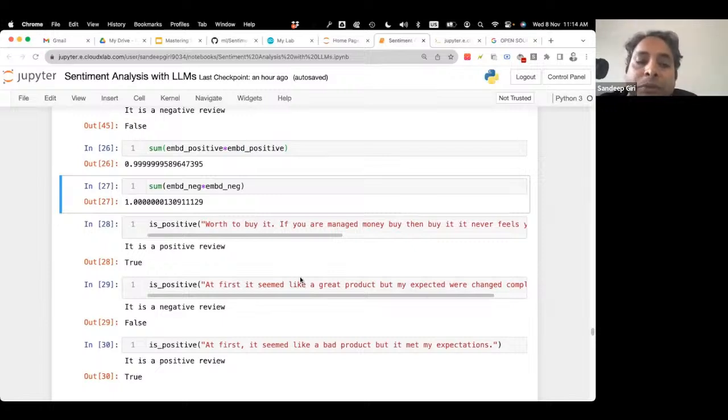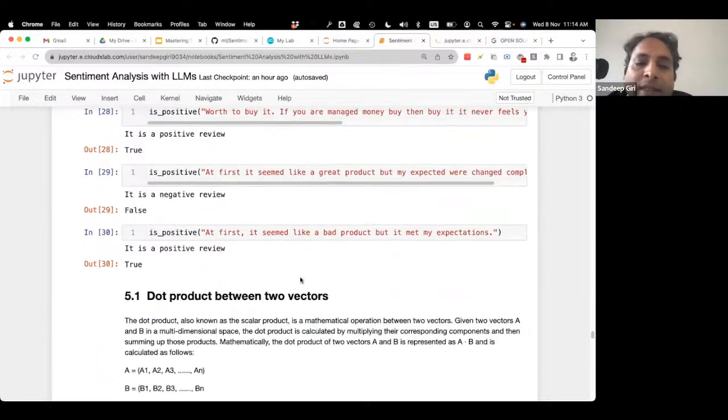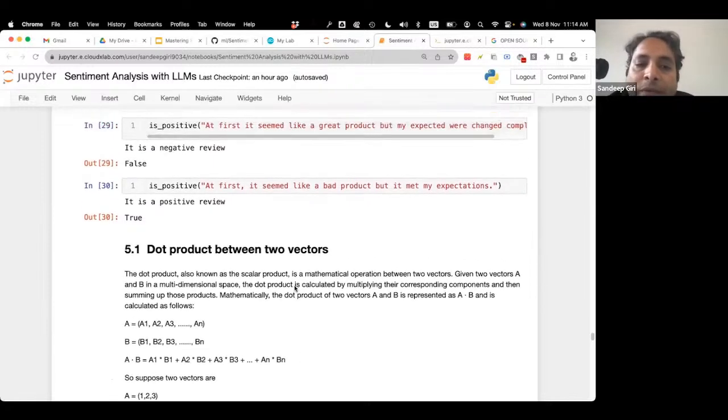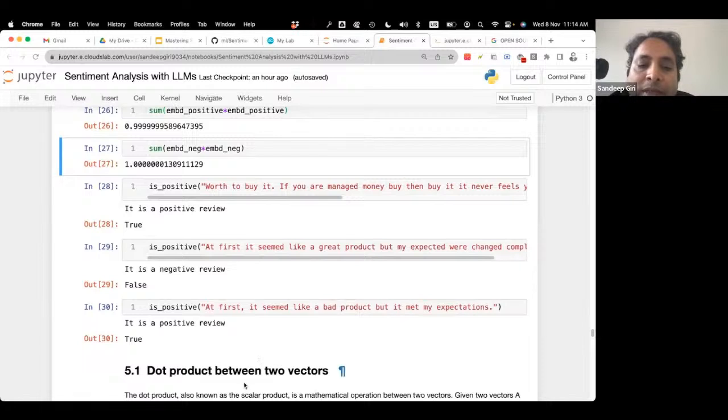I mean, this is more than sufficient. I would not get into more details right now. But the code is there in this notebook. Feel free to use it. And even the other part, I wanted to talk about the dot product between two vectors. Should I talk about dot product between two vectors? Are you guys up for it?